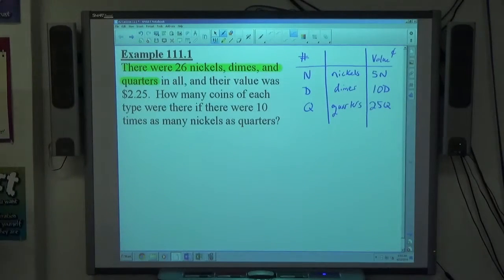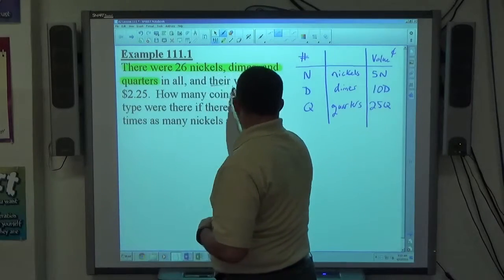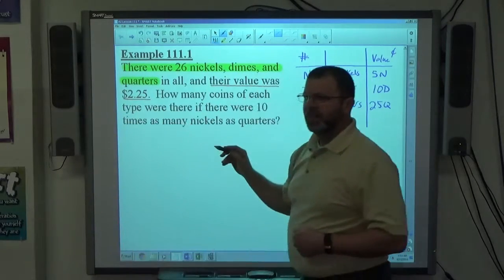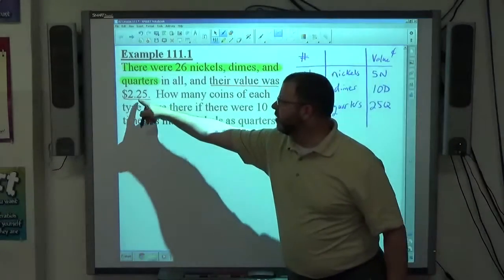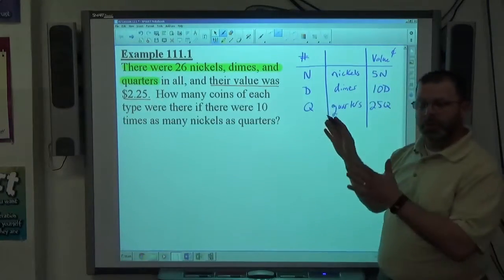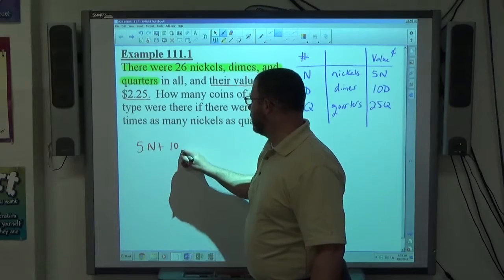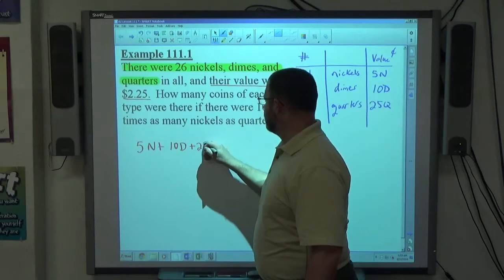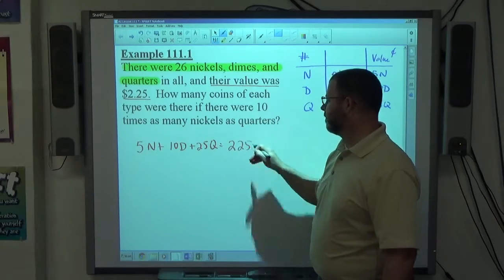All right. Next, once we've got our setup of types of variables, number variables, and value variables, we need to start looking at the information given in order to create equations using the proper variables for each scenario. So, the first statement, it says their value was $2.25. Clue, it says value. So we're going to use the value variables, okay? But $2.25 is in dollars, not cents, so we're going to make sure we convert that. So I know the value of the nickels, 5n, plus the value of the dimes, 10d, plus the value of the quarters, 25q, is equal to the value of the coins in cents, which is 225 cents.